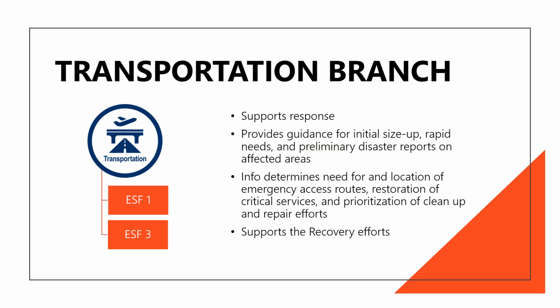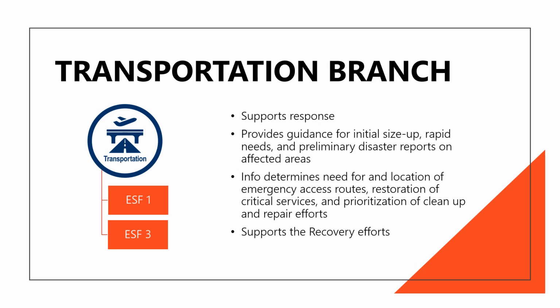The transportation branch consists of our ESF 1, transportation and evacuation, as well as ESF 3, our public works and engineering. This branch supports emergency response operations under the operations section. They provide guidance on the initial size-up and rapid needs assessment, as well as preliminary damage disaster safety reports on the areas affected, damaged, and destroyed during an emergency event.